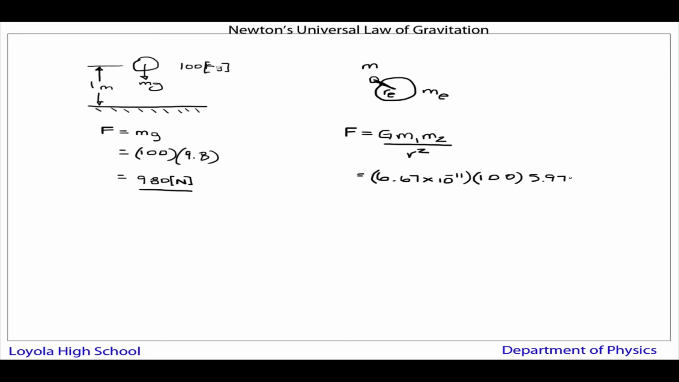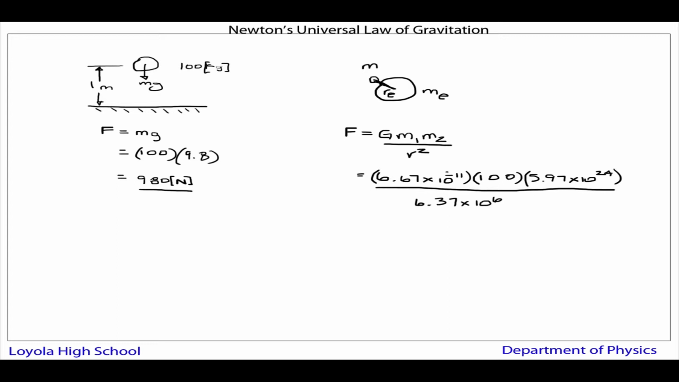5.97 times 10 to the 24th kilograms. So these are both in kilograms. And then this is the distance between them squared. So it's the radius of the Earth, which you can look up, but it's 6.37 times 10 to the 6th meters.